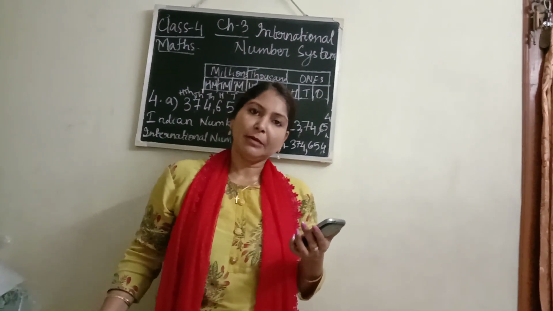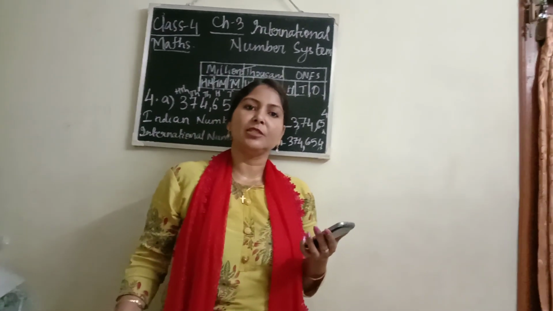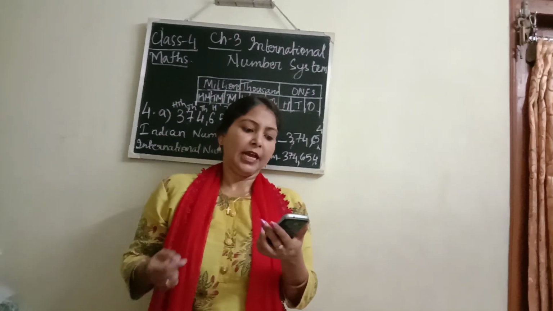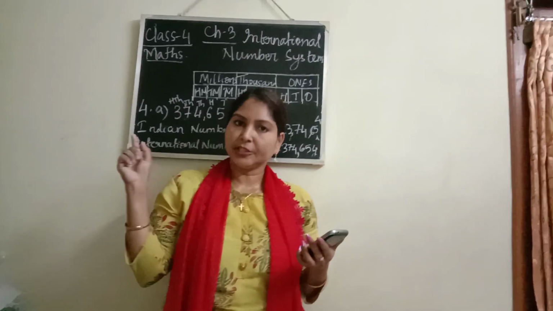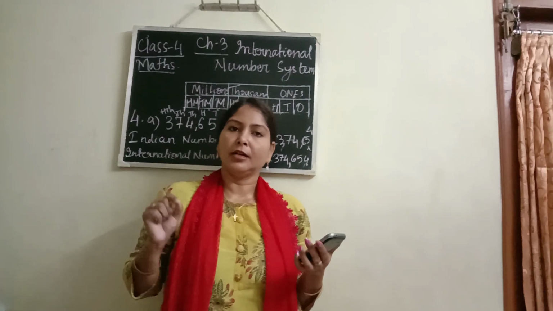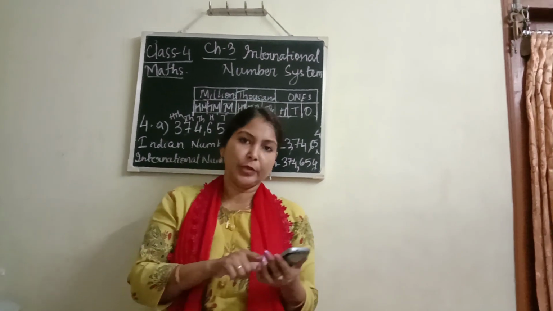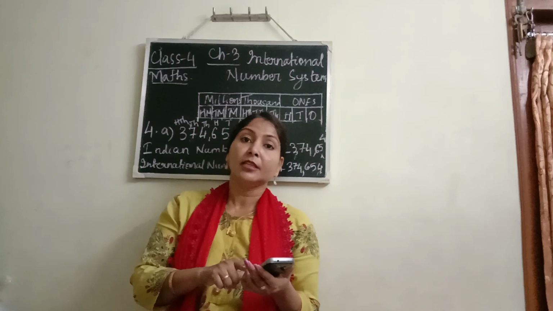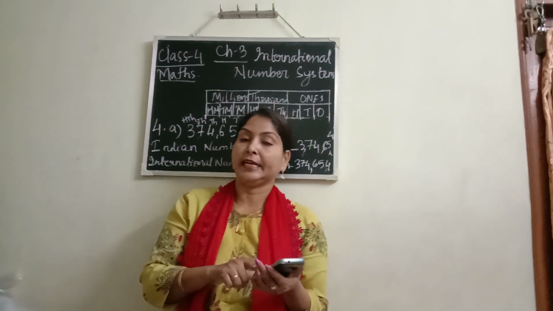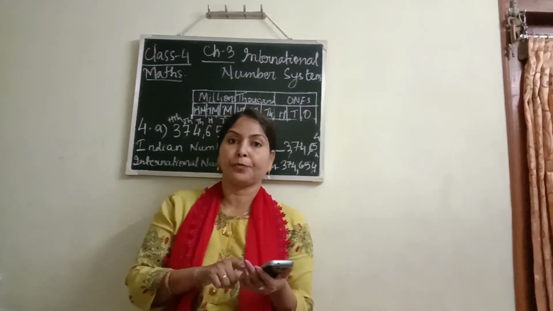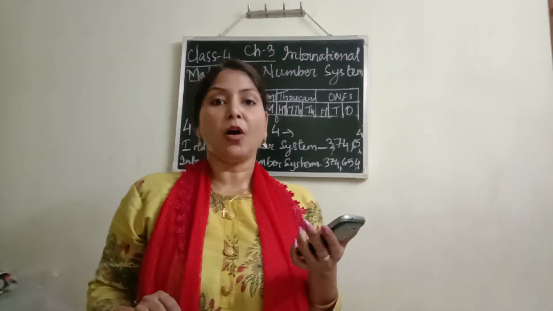Now in question number 6, what is it? Just the reverse. The numbers are given according to the international number system, and you have to write them as per the Indian number system. So the first question is 8,313,410 according to the international number system. But if it is according to the Indian number system, how will we read it?